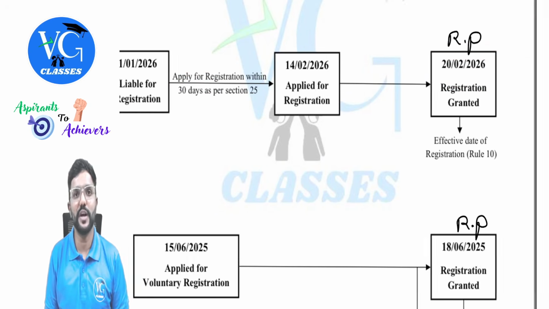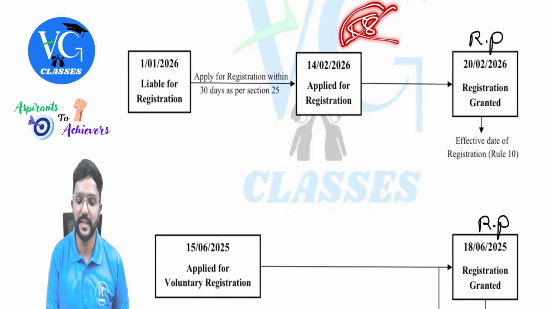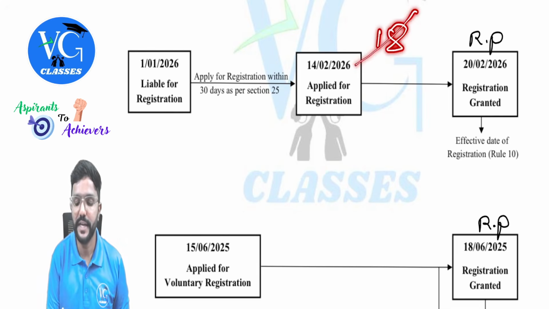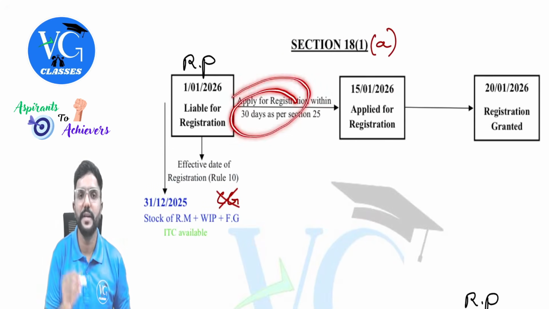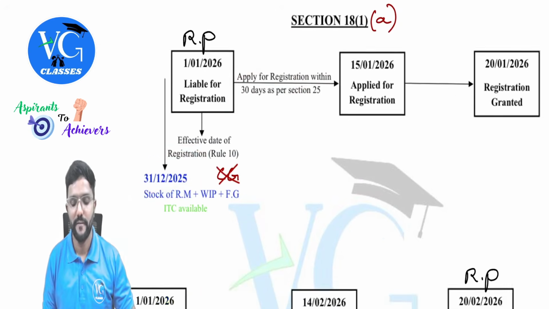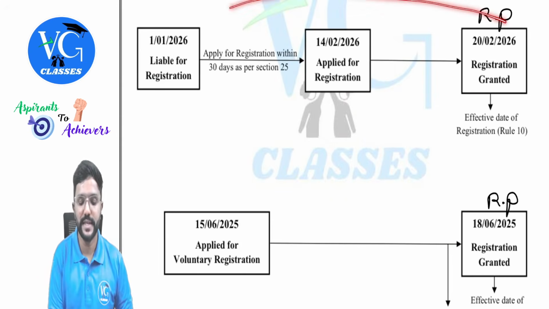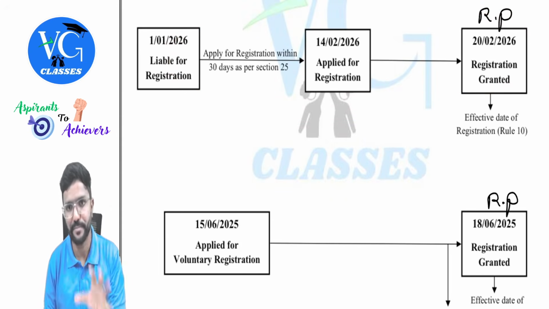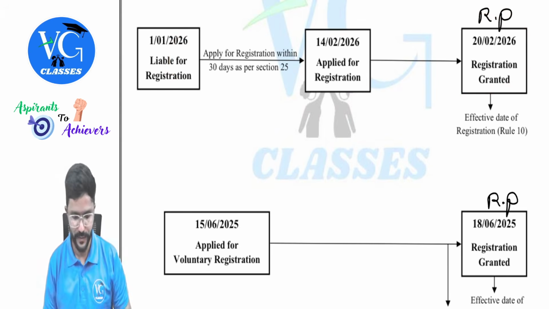Sir, what about the stock? No. Section 18 doesn't cover this case, guys. So only if it is applied within 30 days, they are giving the benefit of claiming credit on the stock on the preceding day. Whereas if you don't apply within 30 days, you lose that benefit. So this case is not covered in section 18, but I have explained it so that you will have clarity. Got it? Yes.